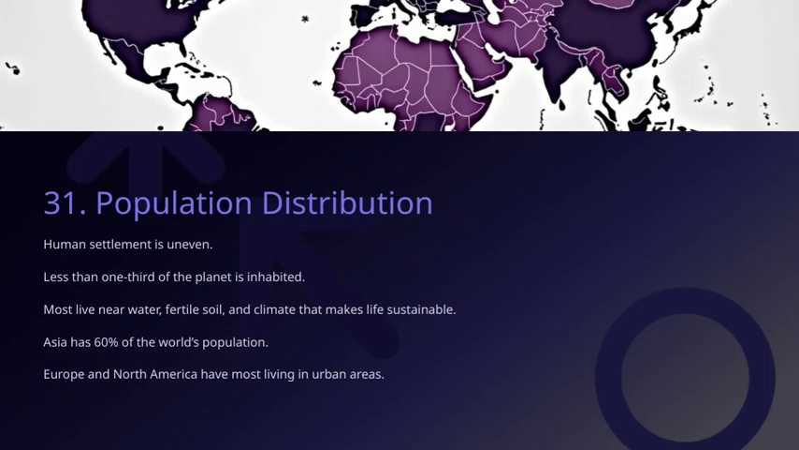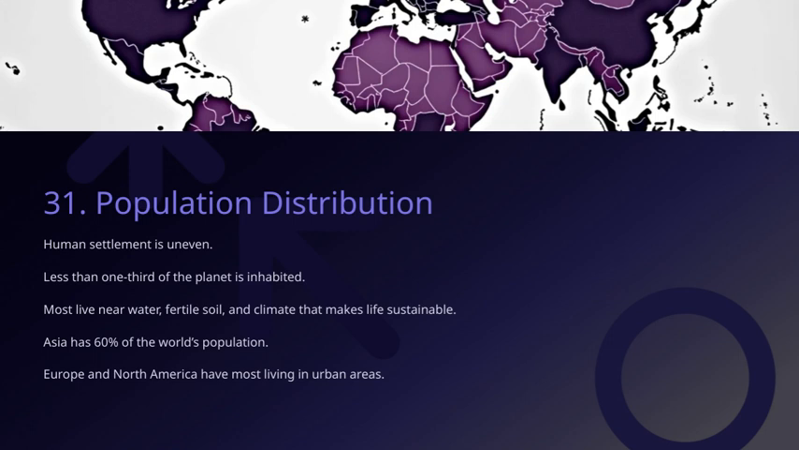Let's take a closer look at how human populations are distributed across the globe. Europe and North America have the highest proportions of people living in urban areas, which reflects a trend toward city living in these regions. In contrast, Asia is home to about 60% of the world's population, making it the most populous continent. Interestingly, most people tend to settle near water sources, fertile soil, and areas with favorable climates that support sustainable living. It's important to note that less than 1/3 of the planet's surface is actually inhabited.